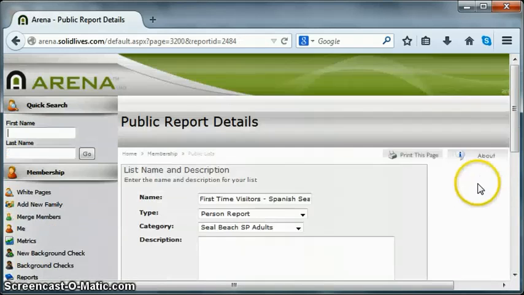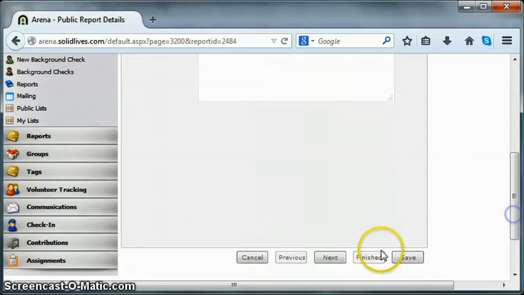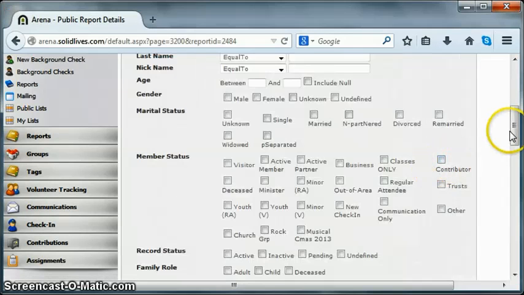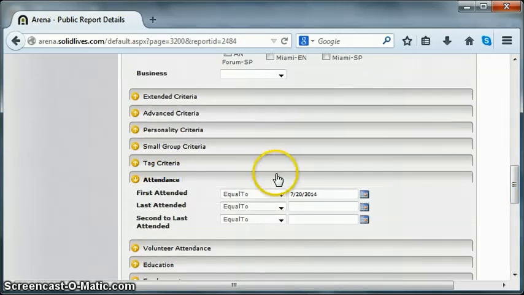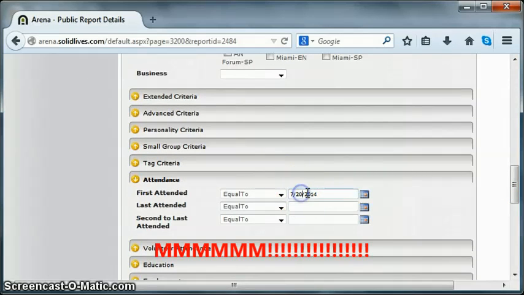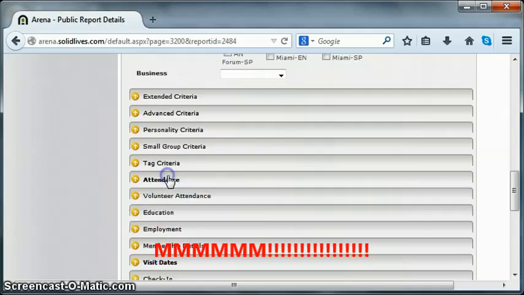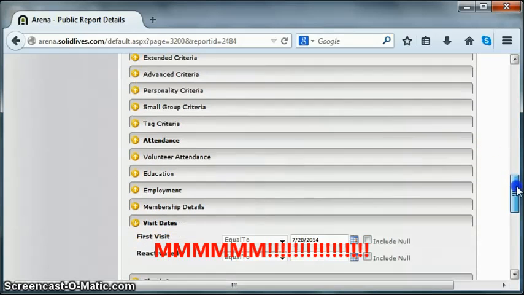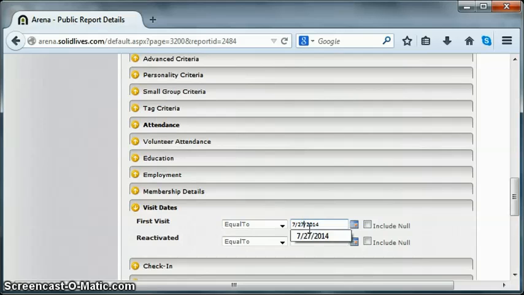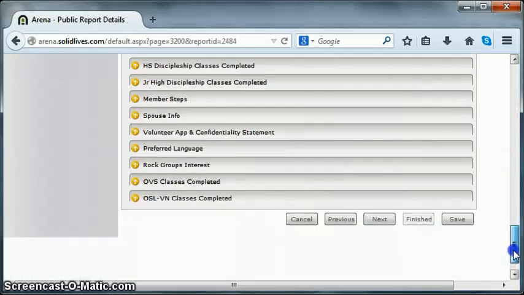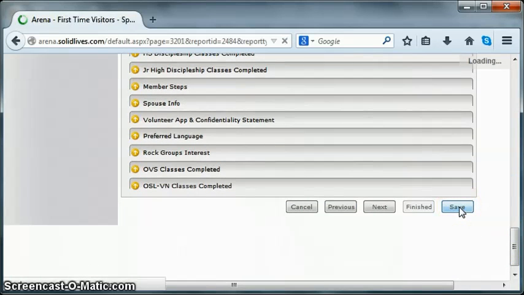Okay, let's just make sure. Let's go to edit. It's saying we have 0, but let's make sure that we're on the right date, because sometimes people will go in and change the date around. Spanish checked. Oh, see, we weren't on the right date, so it's a good thing we checked. You want to make sure to change it in both these areas, attendance and visit dates. Once you're good on both of those, you can press save.